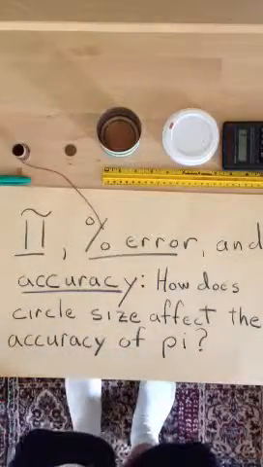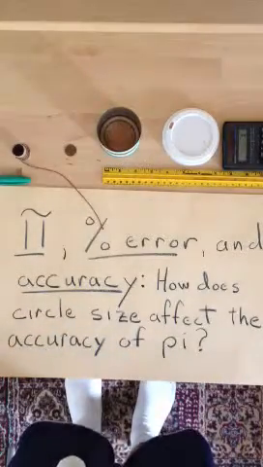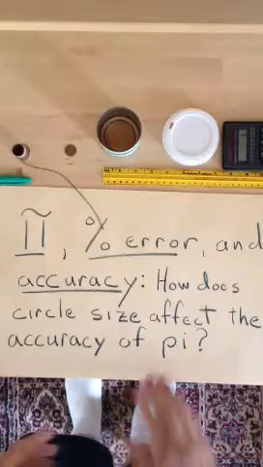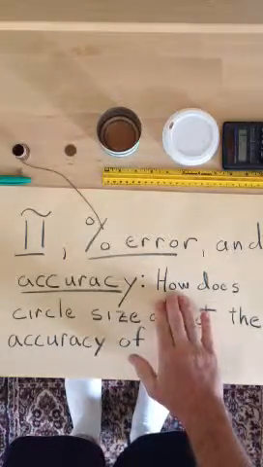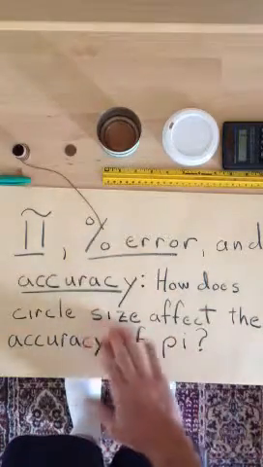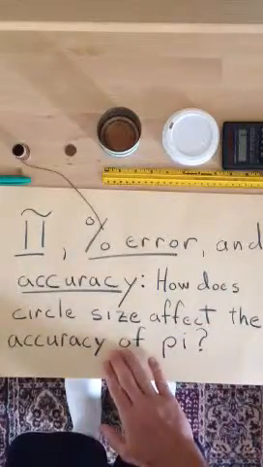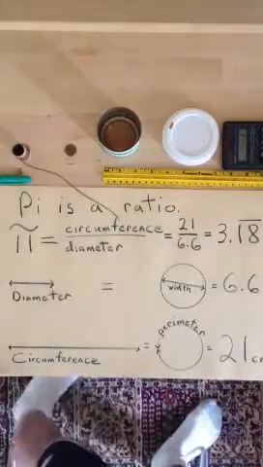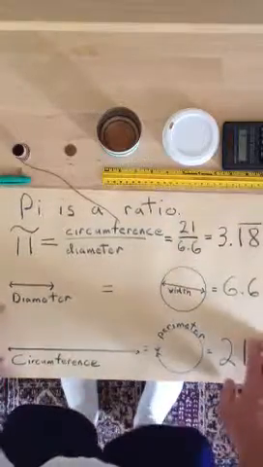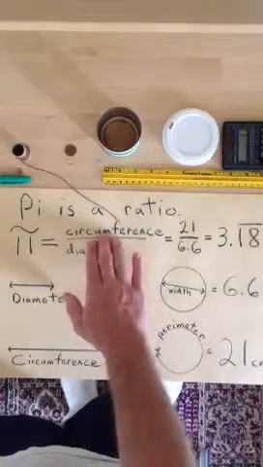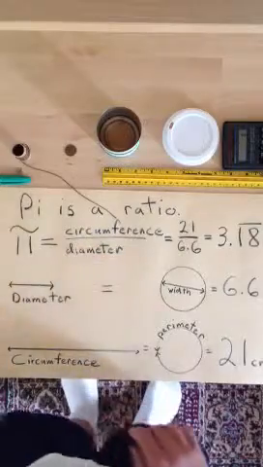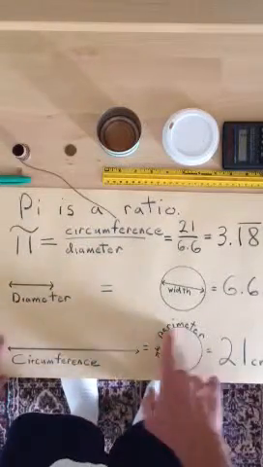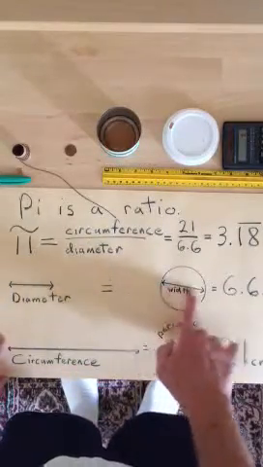Welcome everybody. We're going to do an experiment on pi, percentage error, and accuracy. And the guiding question about this experiment is, how does the circle size we measure affect the accuracy of our measurement of pi? Pi is a very famous ratio. It's the measurement of a circumference to its diameter. The circumference is simply the perimeter of a circle, and the diameter is its width.